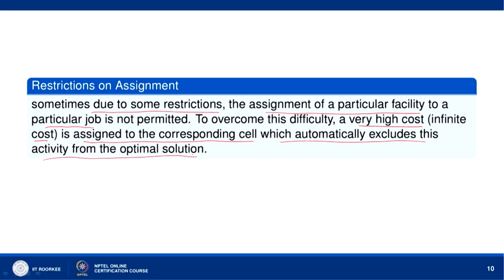So, if due to some restrictions the assignment of a particular facility to a particular job is not permitted, then we will assign infinite cost to that cell, which will exclude that activity from the optimal solution. So, let us see how we do this.